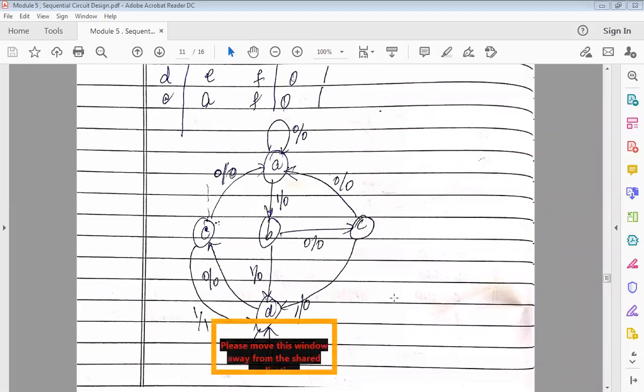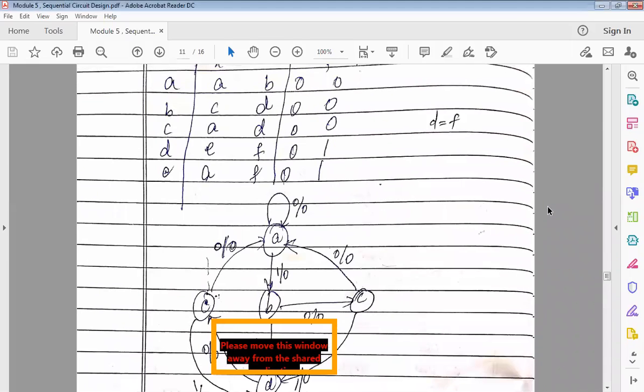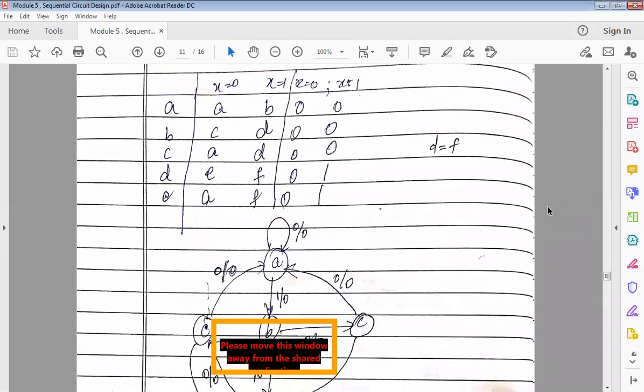Sir, in the state table, why have you written F? We could write it as D only, no, sir? Which one? The table, the last second one. F, yes, sir. F is written. Okay, so here you want me to replace it with D? Yes, sir. Even if I replace it with D, no problem. That's also fine because D is equal to F, right? Here also you can write D, here also you can write D.